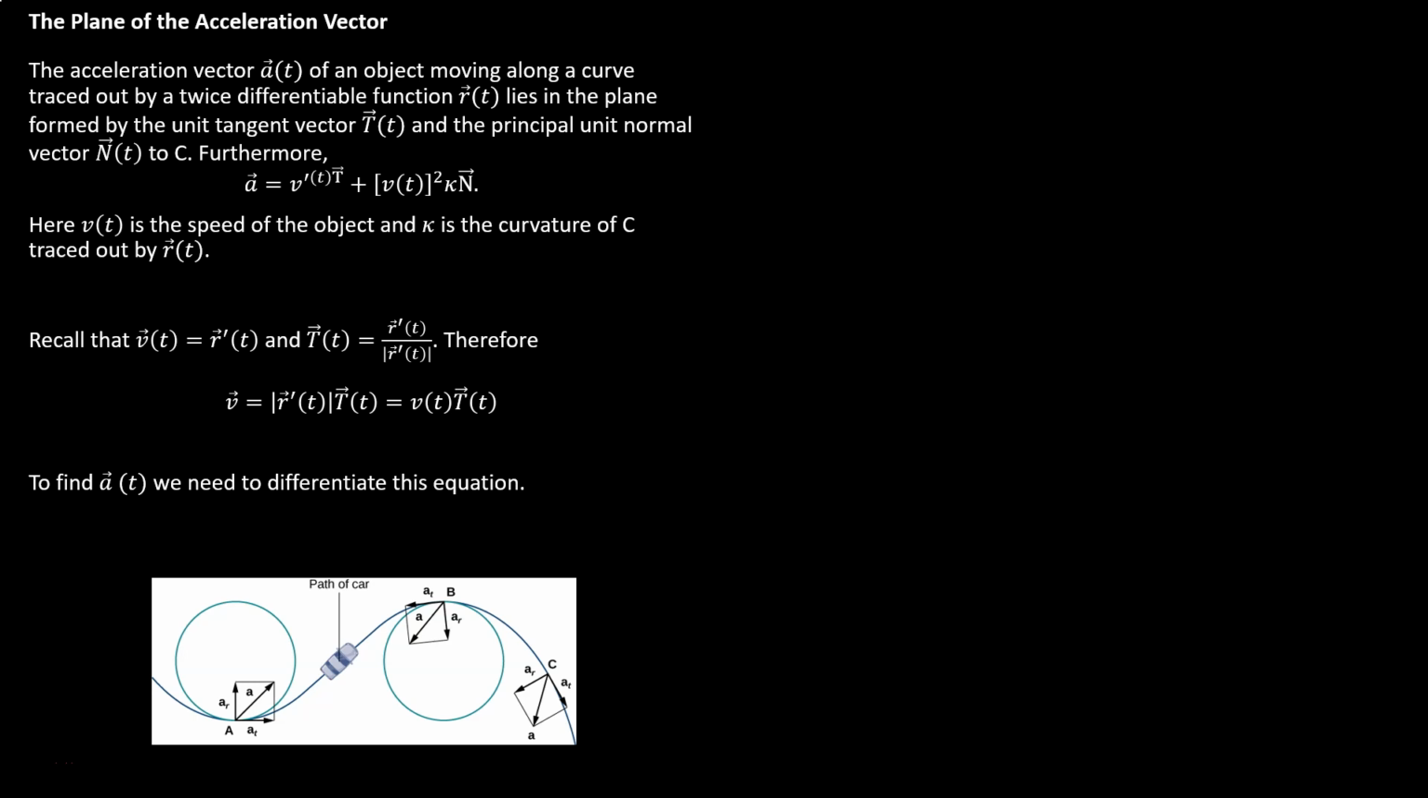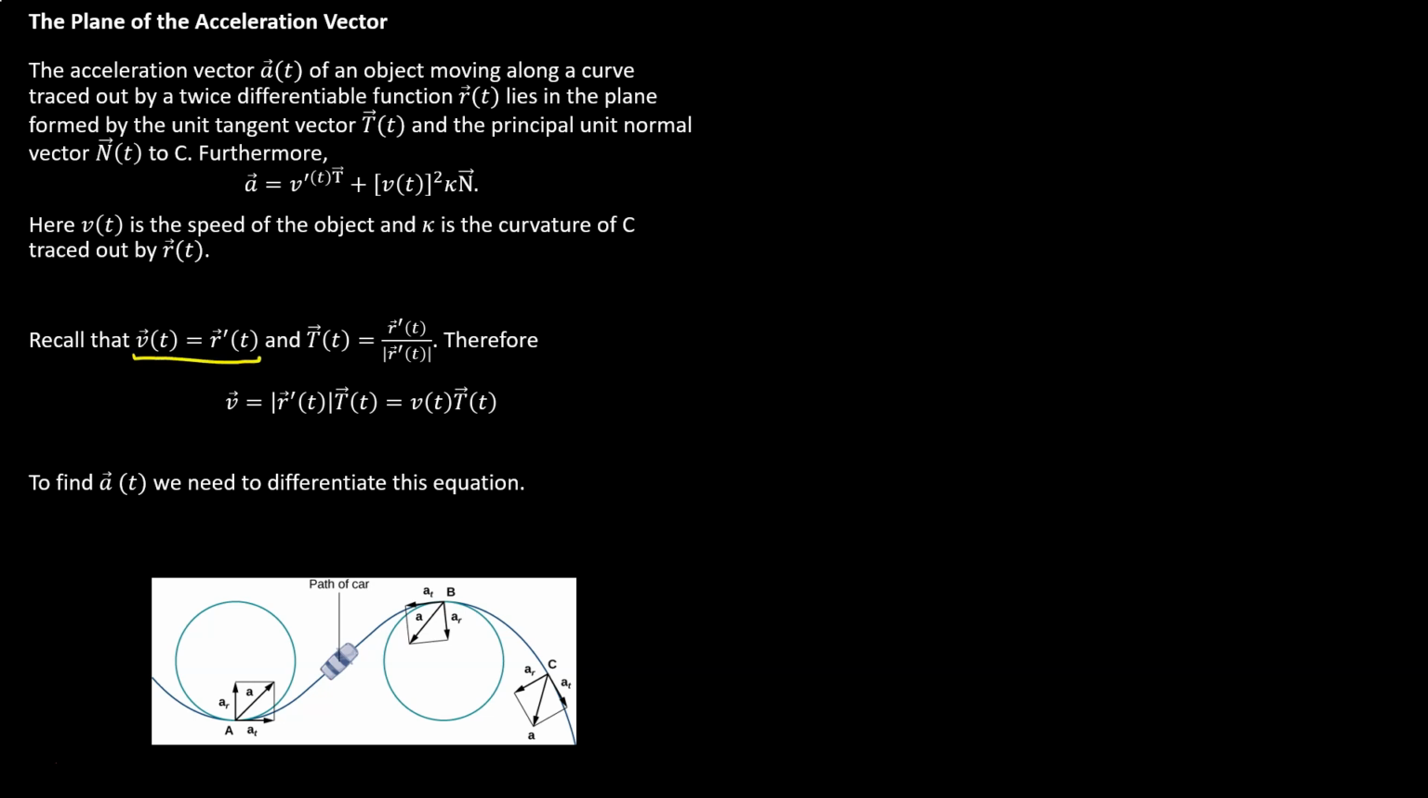Let's talk about acceleration of a moving object. We know that the velocity vector is simply the first derivative of our position vector function. So if we're representing our position as we move along a curve using a vector function like r of t, then r prime would give us velocity.